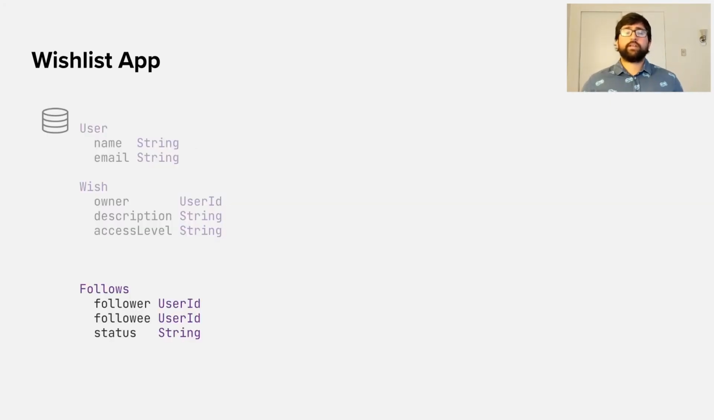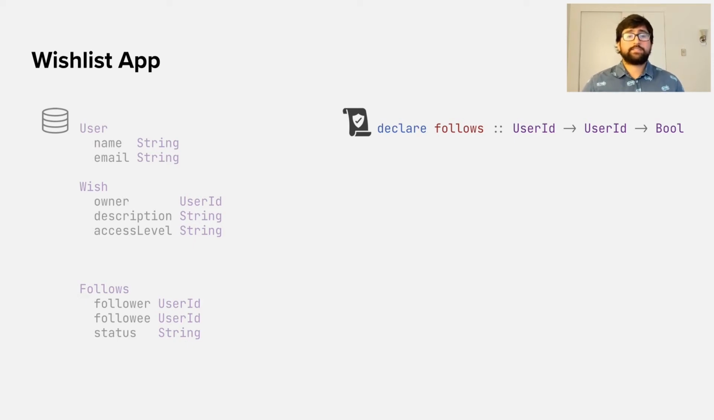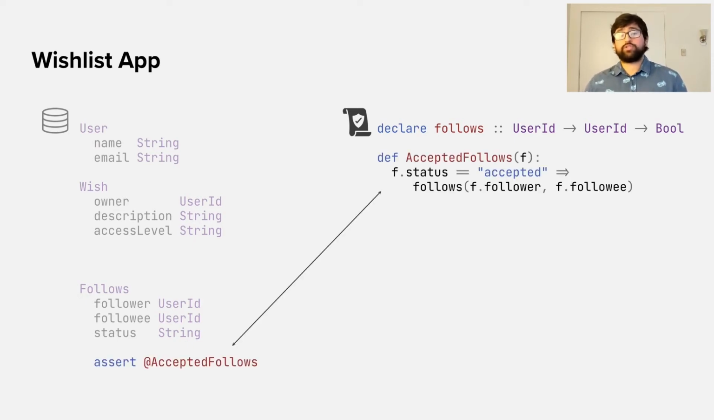We start by defining a follows table where each row indicates a follows relationship between a follower and a followee, with a status marking if the follow request is either pending, accepted, or rejected. Now, the key insight to specify the new policy is that the row in the follows table witnesses the follows relationship between two users. We can make this notion manifest in two steps. First, we declare the relationship as a binary predicate between user IDs. Second, we assert that for each row in the follows table, the relationship holds between the followee and the follower only if the status is accepted.